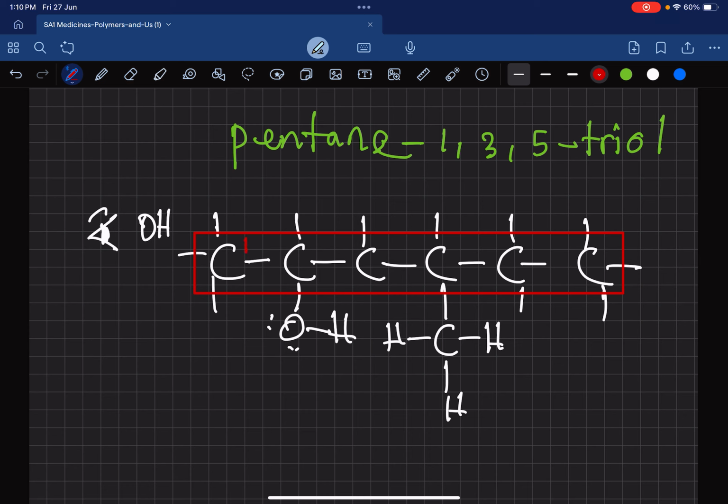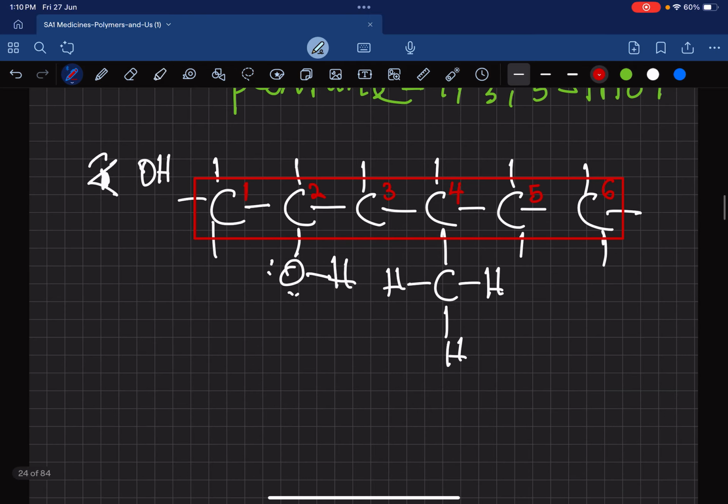So numbering will start from here. 1, 2, 3, 4, 5, 6. So the OH got number 2. So this is 6, and 6 will be called hexa. It's supposed to be hexane, right? But since there is only one OH, we remove the E, and then we put a hyphen, we put a 2, and we put the word ol.